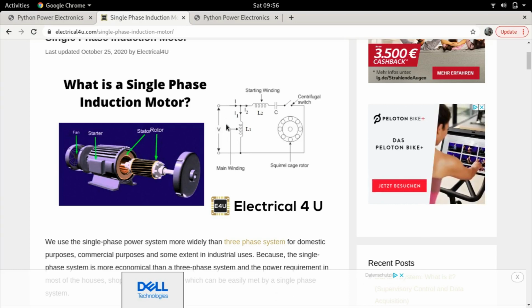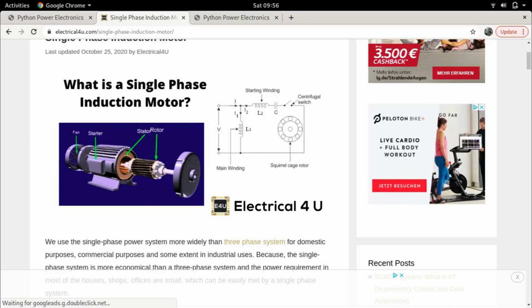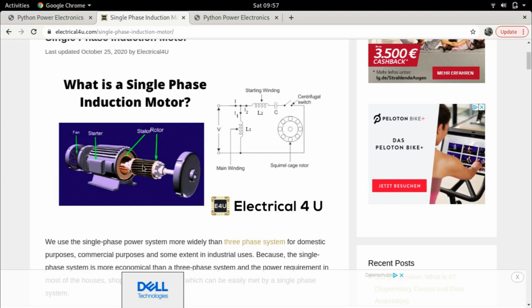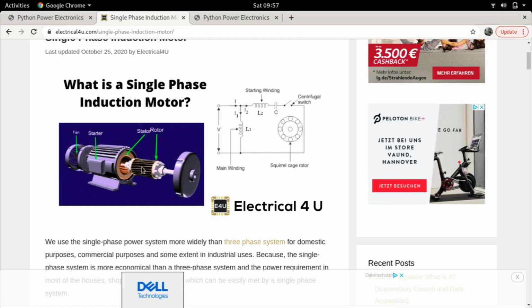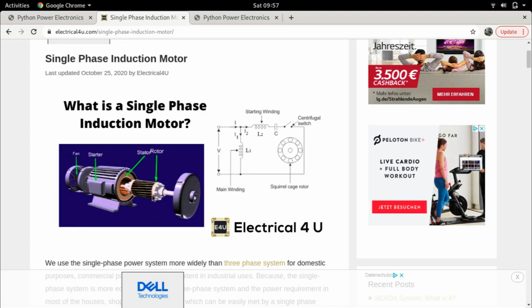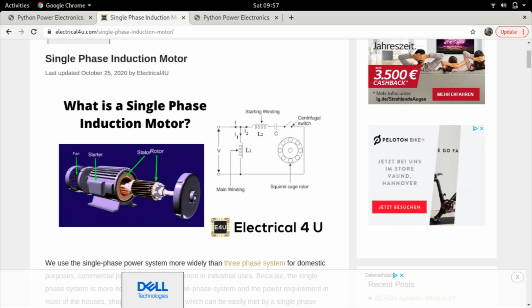If we look at this, we are applying the single phase supply to this main winding. This main winding is going to produce a magnetic field in this air gap, which is going to induce an EMF in the rotor, thereby causing currents to flow. These currents in turn will produce another flux, and the interaction between the stator flux and the rotor flux will cause this rotor to rotate. That is the concept of an induction motor. Now let's come back here.